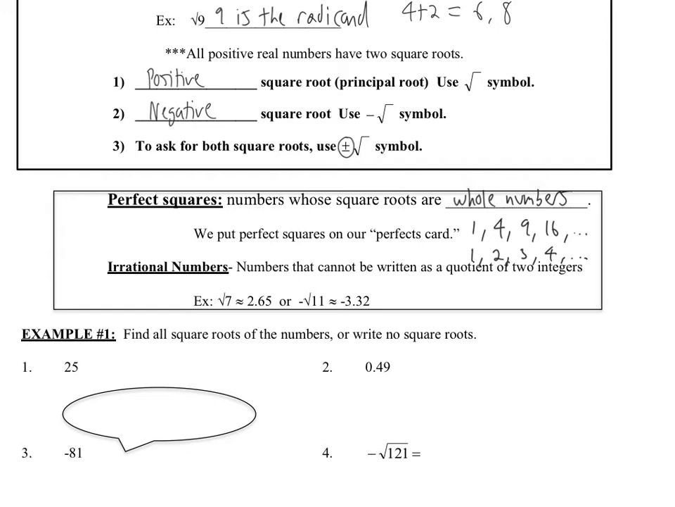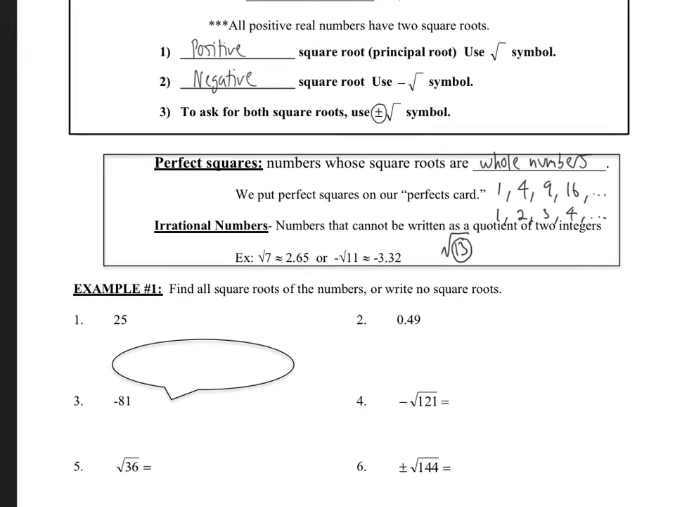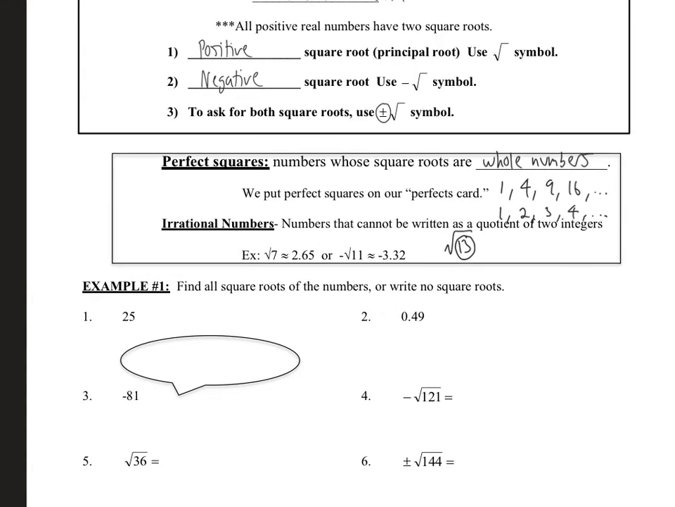And all other numbers that are not perfect squares, when you take the square root, are going to be irrational numbers. So the square root of 13 is an irrational number because you can't write it as a fraction. Also, 13 is not a perfect square, so when you take the square root, it's not going to come out to a nice whole number. Irrational numbers are numbers that cannot be written as a quotient of 2 integers. Basically, you can't write it as a fraction, okay? Rational means that you can write it as a fraction. Irrational means you can't write it as a fraction.